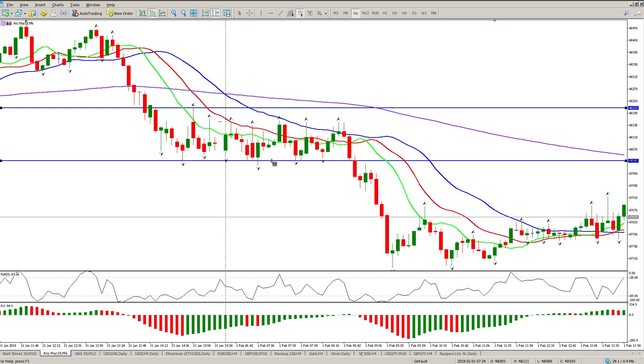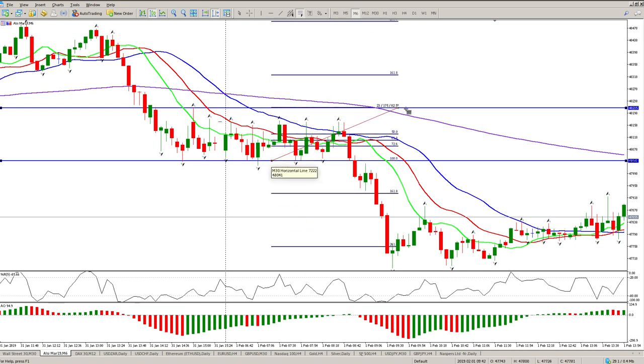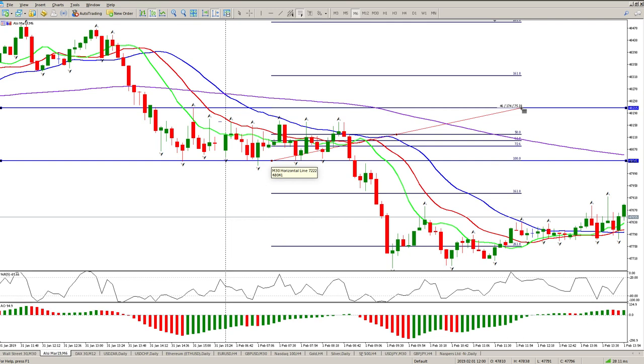So if I just do this, there's the range. There's the 161. There's the 261 extension of the range. And first and foremost would have been the range height. There's the range height there.